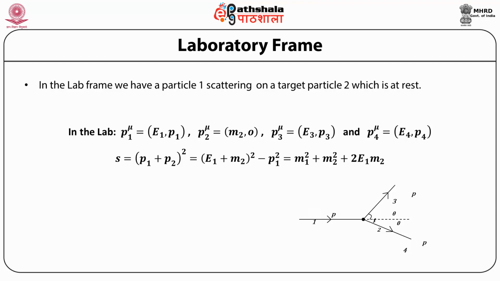Thus, S is equal to the square of P1 plus P2, which is equal to (E1 plus M2) whole square minus P1 square, that is M1 square plus M2 square plus 2 E1 M2. Thus, E1 is equal to (S minus M1 square minus M2 square) divided by 2 M2.